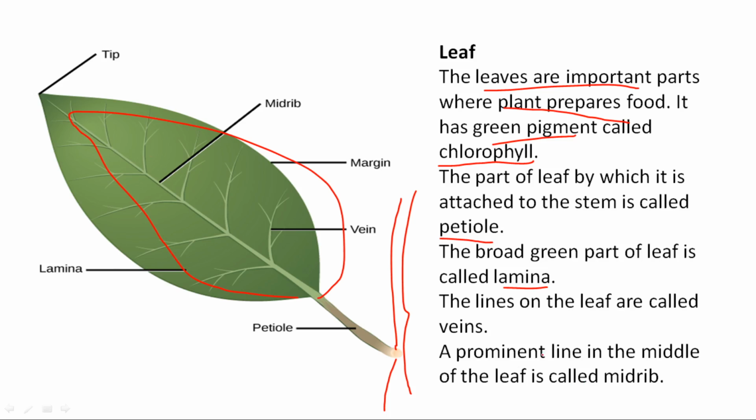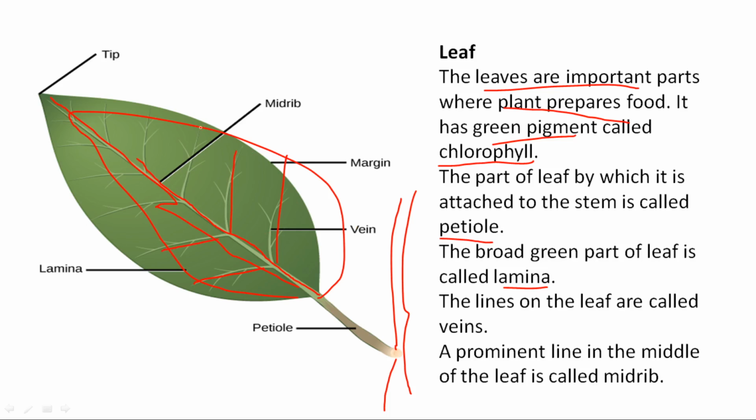Next, a prominent line in the middle of the leaf is called midrib. A prominent line. Here you look. In the middle a line has gone. It starts from the petiole and a line goes through the whole middle. This line is known as what? This middle line is known as midrib. And from midrib too many veins have grown. What comes out of the midrib? Veins come out. These are known as veins.